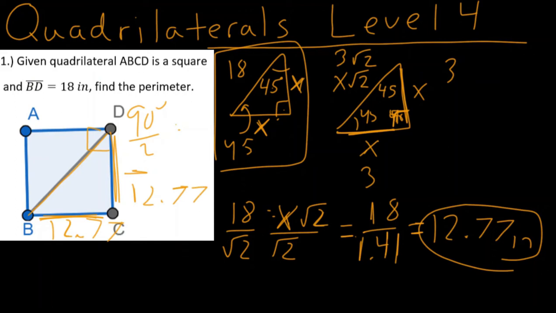And since we're finding the perimeter, all we have to do is add up the sides. Well, since all four sides of a square are the exact same, we can simply just do 4 times 12.77. And if you go into your calculator and you do that, so times 4, it will give you roughly 51.06.